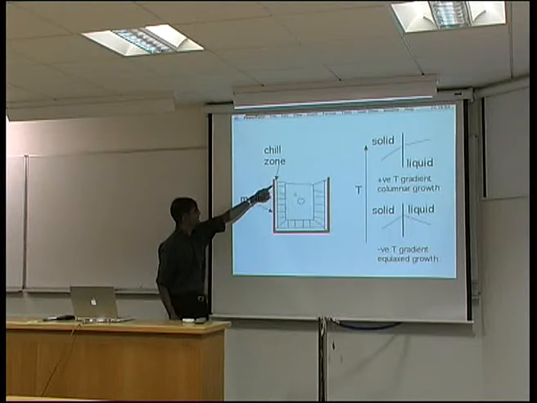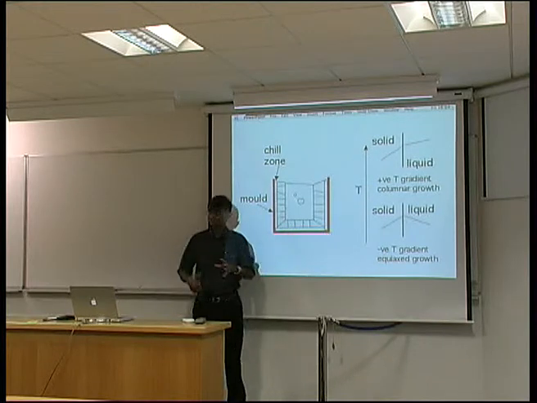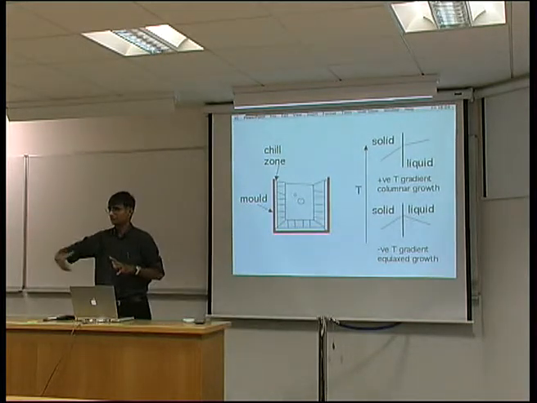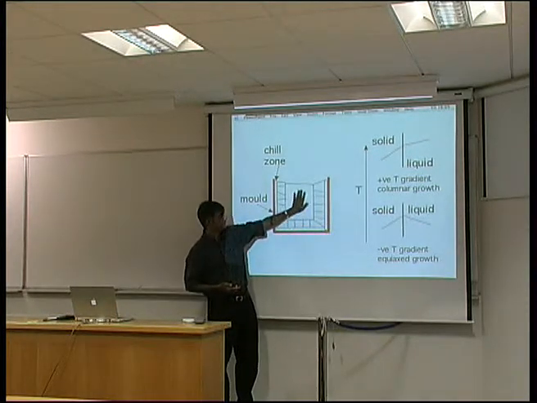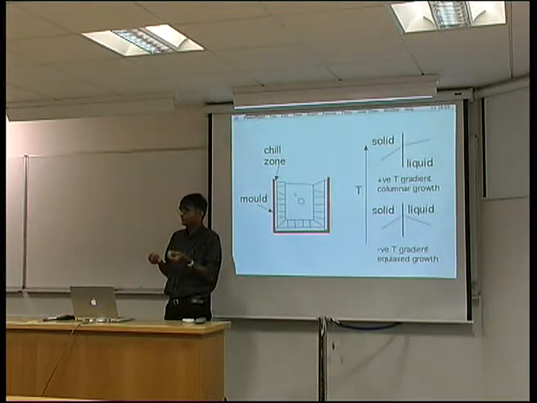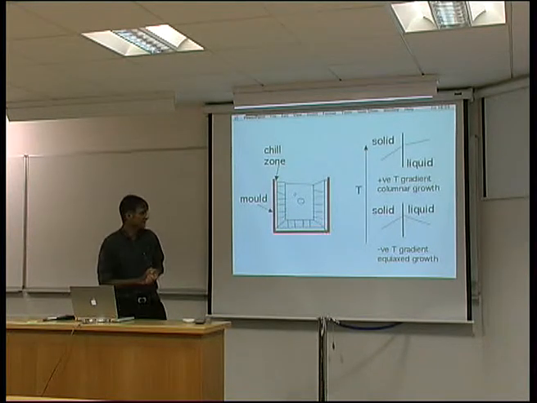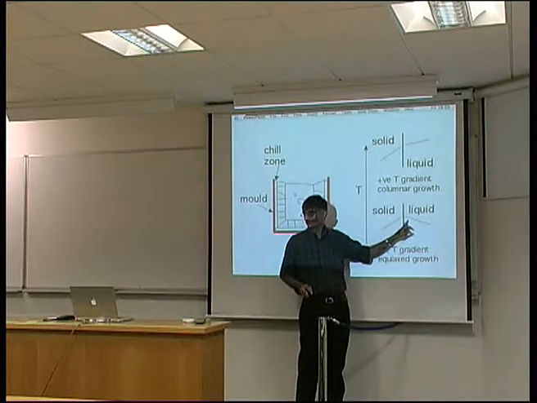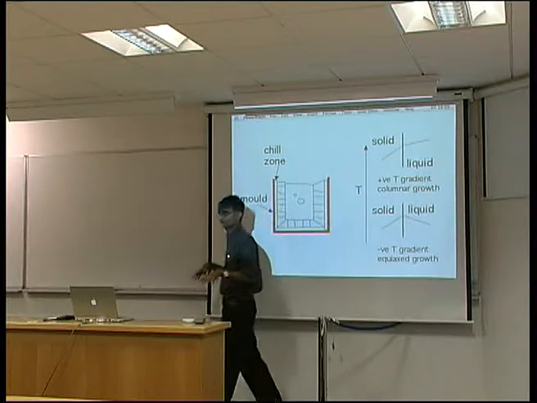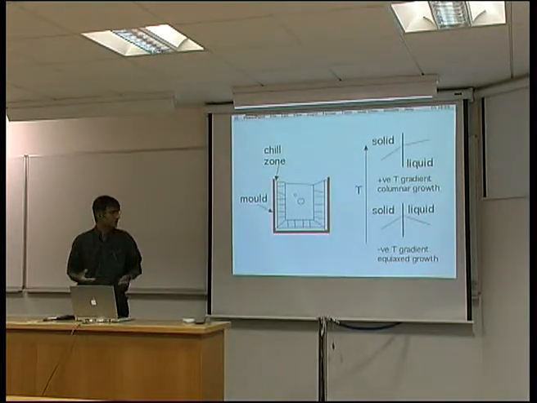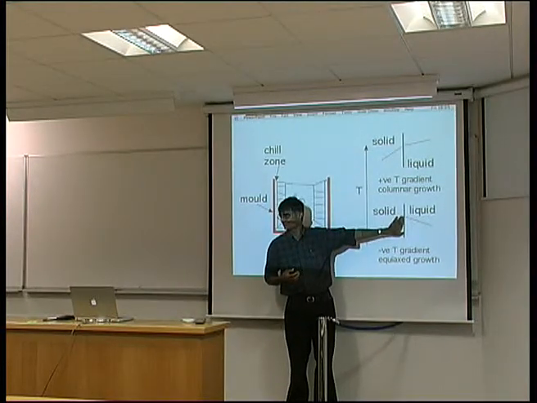So, just schematically, we have this chill zone with incredibly fine grains. Then we have a coarser region of these columnar grains, which are basically growing along the direction of heat flow. And if we have a region in the middle where nucleation can happen, then we will also get growth of grains starting from the center of the mold. Now that can happen only if there is a negative temperature gradient in the liquid. That means the liquid ahead of the boundary is actually supercooled, so that solidification is favored. And that could happen if we evolve a huge amount of latent heat of solidification at the interface.